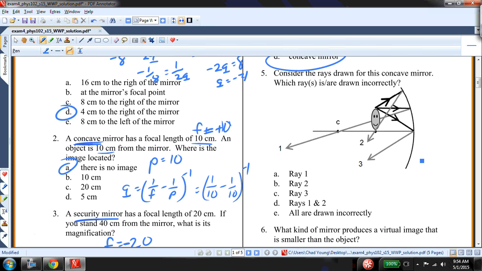Consider the rays drawn for this concave mirror. Which rays are drawn incorrectly? All right, so let's see here. Let's look at ray number 1 first. Ray number 1 goes parallel to the axis, and it should go through the focal point, but it doesn't. It goes through the center of curvature. So ray number 1 is not correct. All right, but let's look at number 2 and number 3 as well.